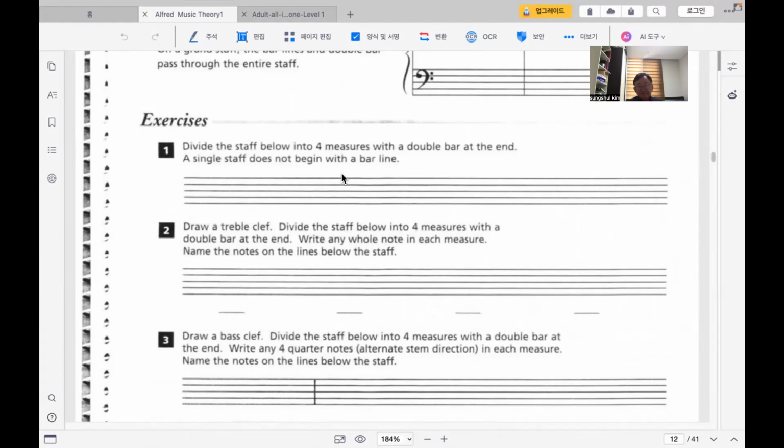A. Bar 1, and C is right here. Right? C. Bar line here. Any whole note is okay. G sound comes. G. G. G. Bar line here. Next, D. D. Every Good Boy Does Fine. Face: F, A, C, E. C. And double bar. It's like this.